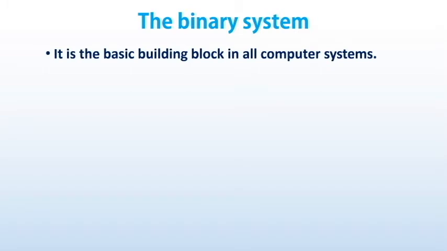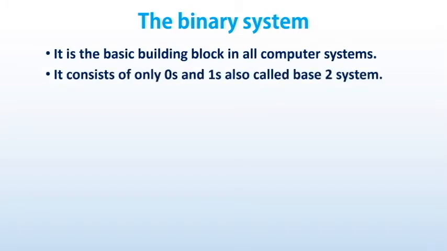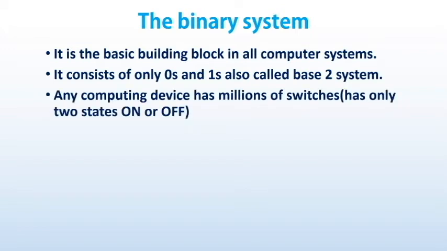So first thing, binary: bi means two. So it has two digits, that is zeros and ones, and this is the reason it is also called the base 2 system. It is the basic building block of all computing devices, because all computing devices process and store data in binary format only.